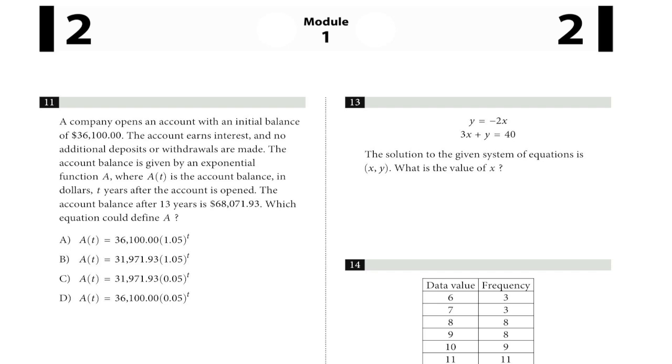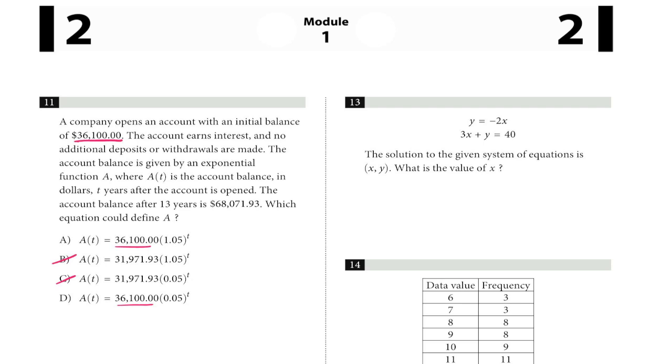So there are a few ways that we could do this question. I'm going to try to think about this one in probably the quickest way. So if you're ever dealing with an exponentially increasing function, because they did say it's an exponential function, the initial value will usually be the number in the very front of the expression. So they initially had an account balance of $36,100. So that $36,100 should be in the front. So we can cross out B and C because the number in the front we want to be the initial.